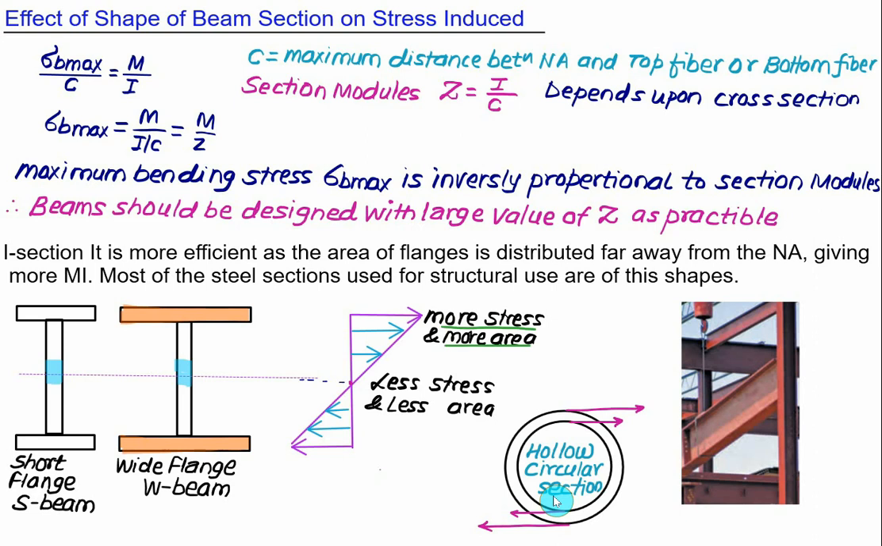So this is the effect of the beam section, which depends entirely upon the section modulus. The higher the value of section modulus, the lower the bending stress. The lower the value of bending stress, the safer the design. In the case of a wide flange W beam, we have the highest value of section modulus and therefore less chance of stress being produced.